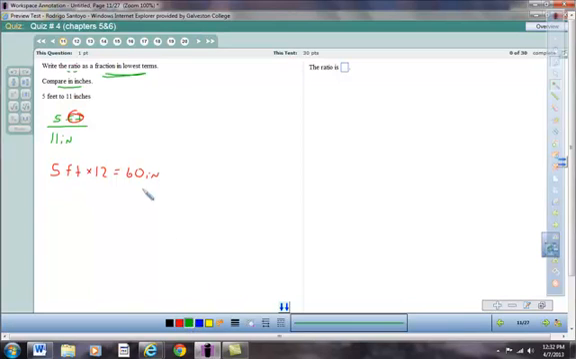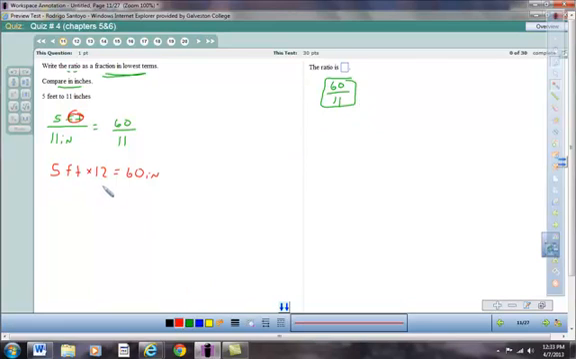So now what we have is 60 over 11. And then we try to reduce this here, and we see that we will not be able to, so our solution here would just be 60 over 11.